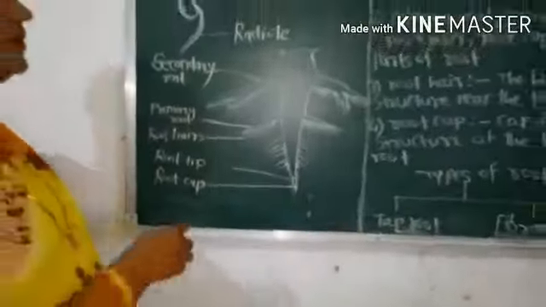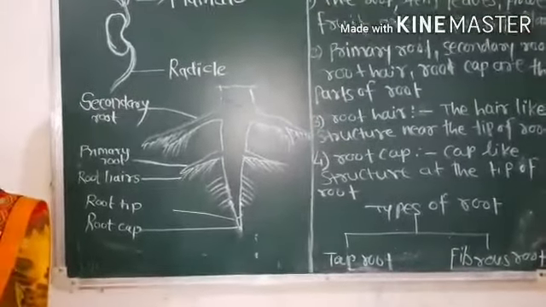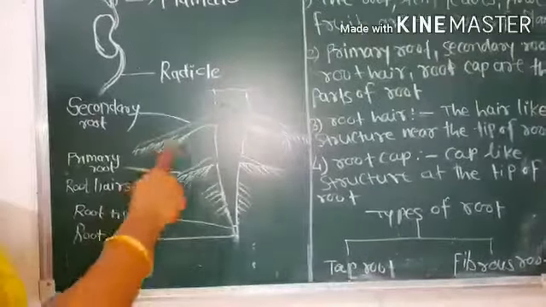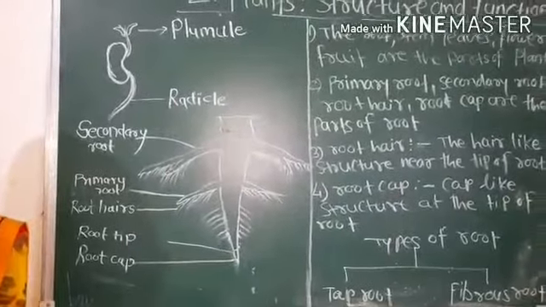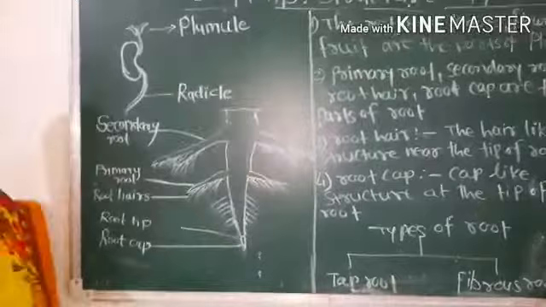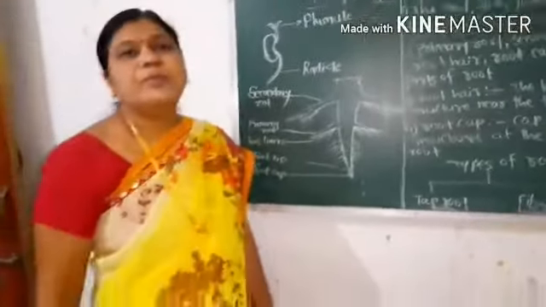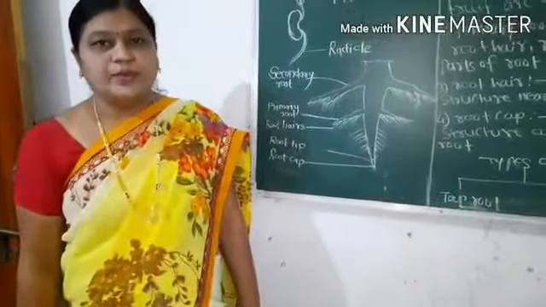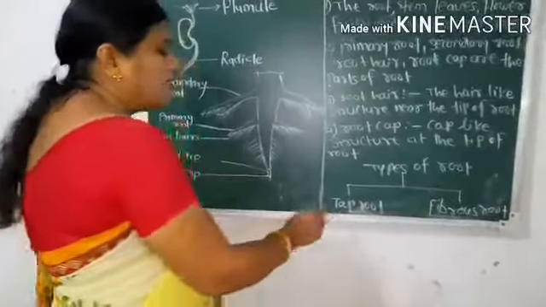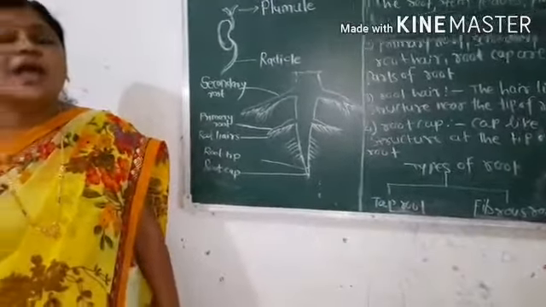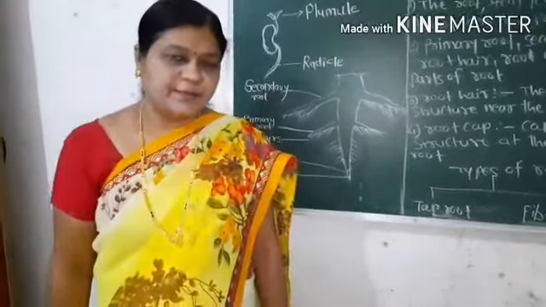Taproot means some roots produce secondary branches like this, which grow obliquely in the soil. This is called a taproot. And fibrous root means hair-like or fibre-like roots are called fibrous root. Now this taproot is seen in dicotyledonous plants and fibrous root is seen in monocotyledonous plants.